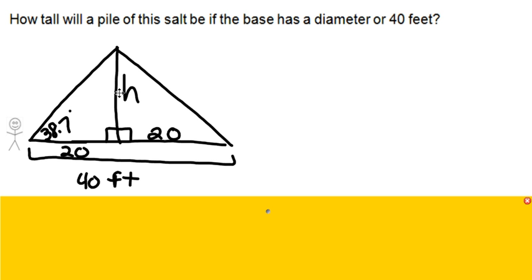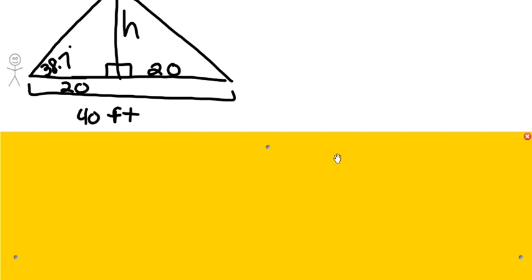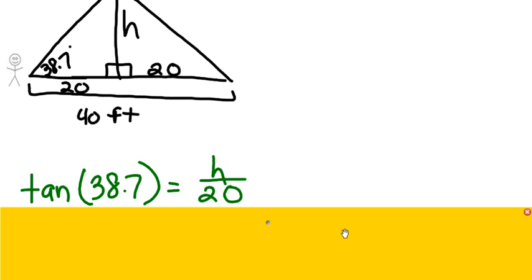So we're looking to find the height. Based on where we're at, that's the opposite. This is the adjacent. So we can use our tangent function again to help us find the height. So the tangent of the angle, 38.7, is equal to the height over 20.